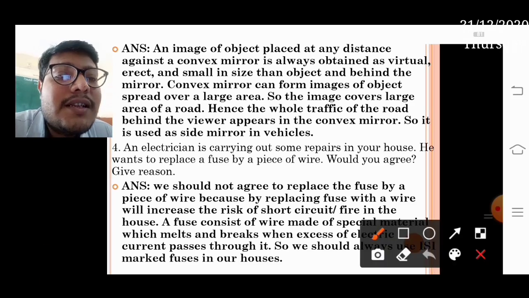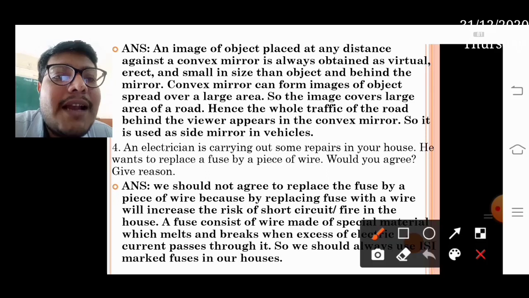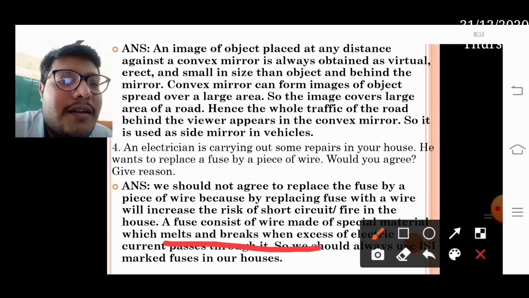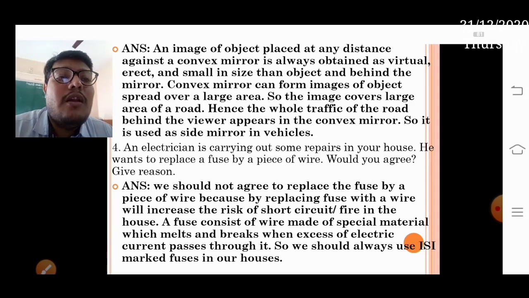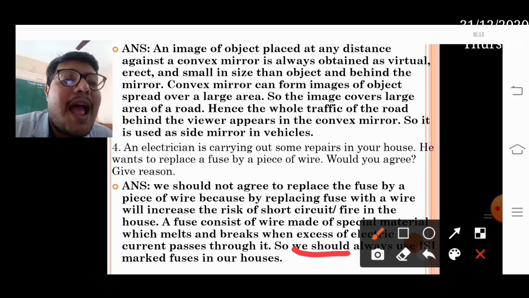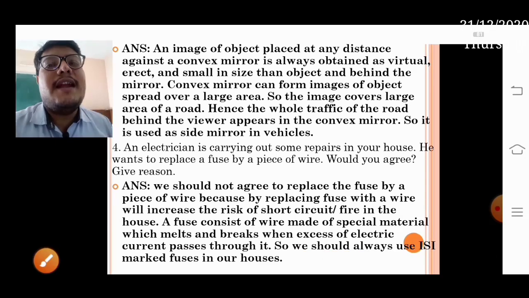A fuse consists of a wire made of a special material which melts and breaks the circuit when an excess of electric current passes through the circuit. So we should always use an ISI marked fuse in our houses. So what we have to do? We have to use ISI marked wire in our houses. So that is the reason why we should not agree.